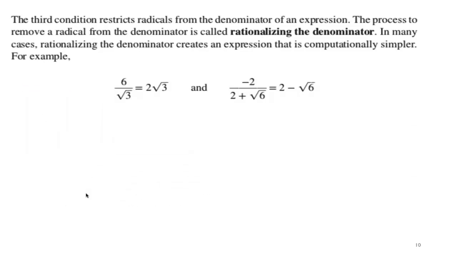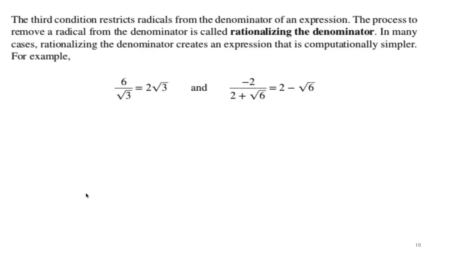And then the last condition that we need to remember from simplifying a radical is that sometimes we don't want a radical at the denominator of a fraction. And so the process of removing this radical from the denominator is called rationalizing the denominator.